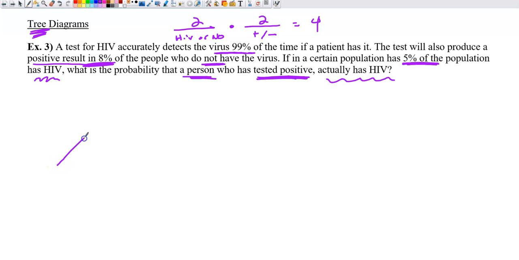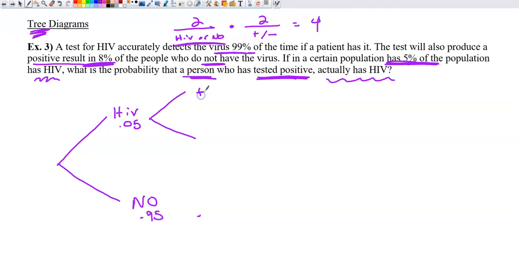So, starting here, I'm going to begin with my first possible situation. You either got the HIV or you don't. Well, I also need to attach the probability of this happening. And because I know that 5% of the population has the HIV, I know that this is going to be 0.05, which means that this has to be 0.95. If 5% of the population has it, that means 95% doesn't. Well, now, within this subgroup, I could test positive or negative. If I have the HIV, I'm going to get a positive result 99% of the time. And I'm going to get a negative result 1% of the time.